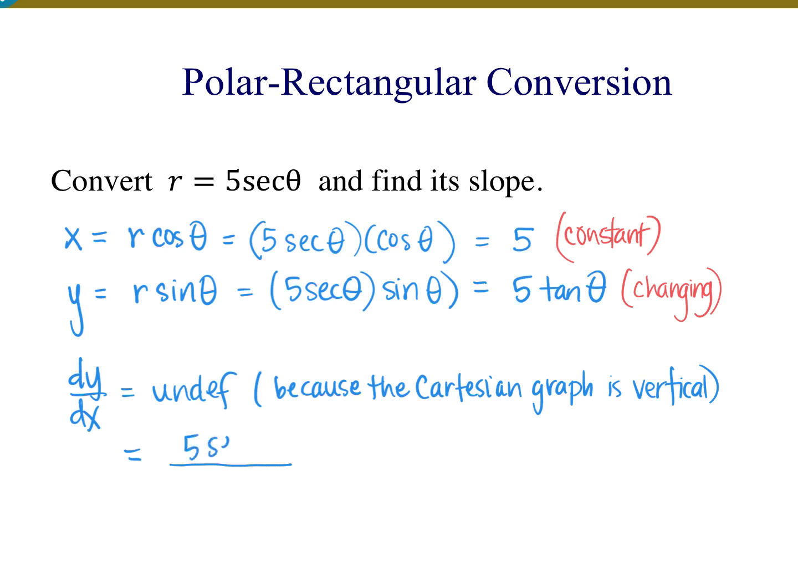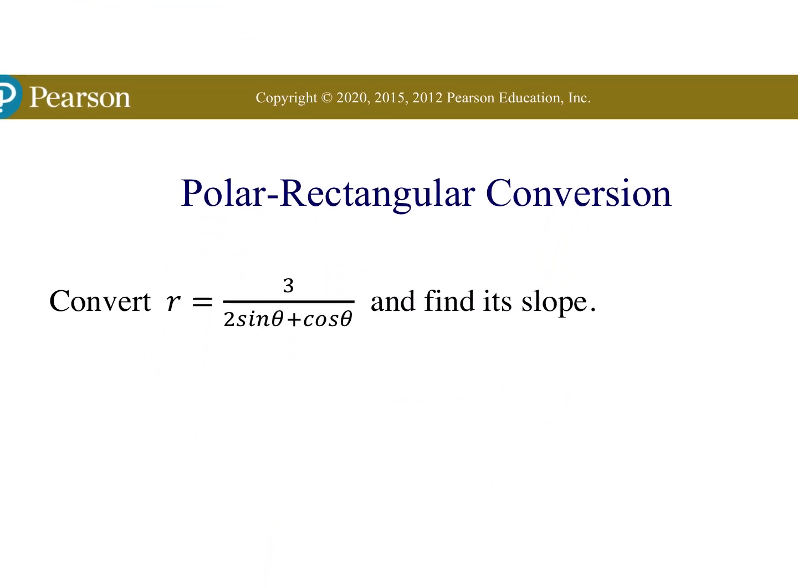5 secant squared theta. And then what's the derivative of x? 0. So I still got something over 0. And anything over 0, as long as it's not 0 over 0, because that's indeterminate, but anything else over 0 is still going to be undefined. So it still works, just in case you didn't happen to notice the shape, because you don't always get a nice shape. Okay, let's try another one.